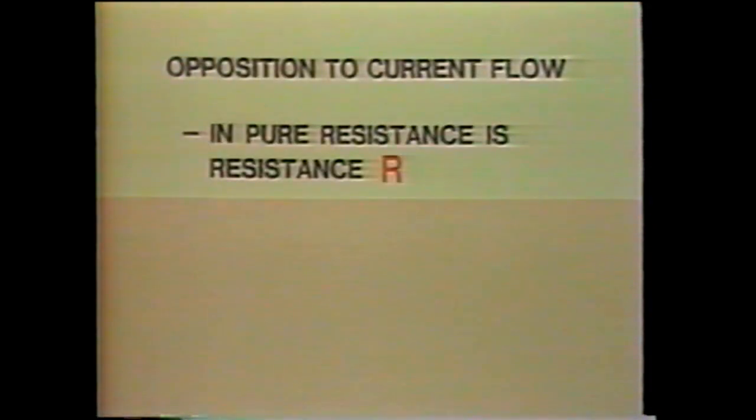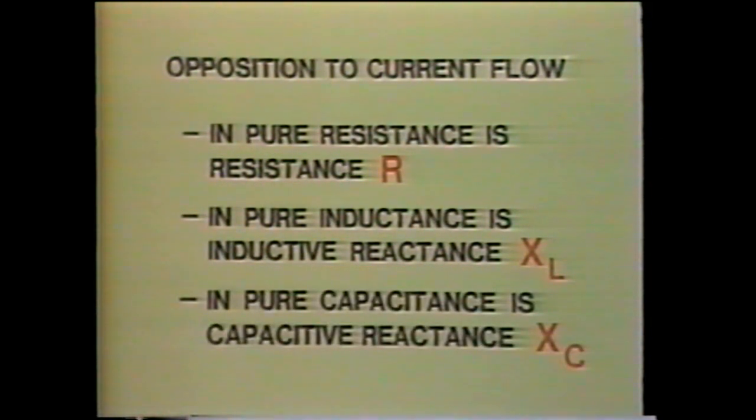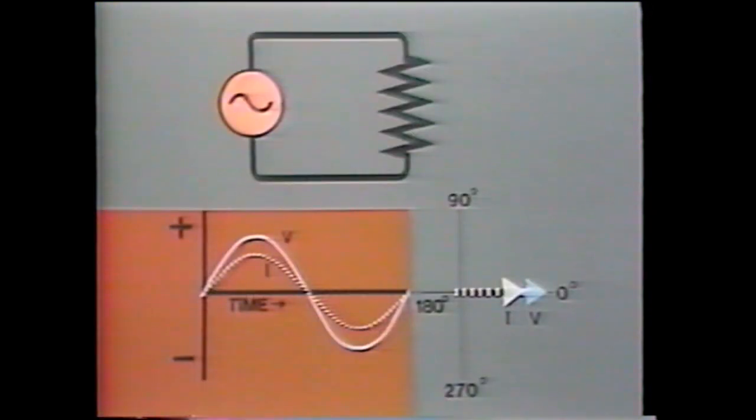Right, now let's stop for a moment to summarize what we have covered so far. First, opposition to current flow in a resistor is resistance, R. In an inductance, it is inductive reactance, X sub L. And in a capacitance, it is capacitive reactance, X sub C. In a resistive circuit, the current through the resistor is in phase with the voltage. We can draw the vector diagram like so.